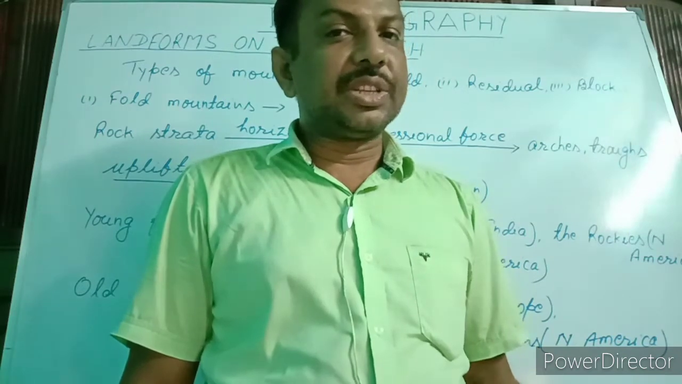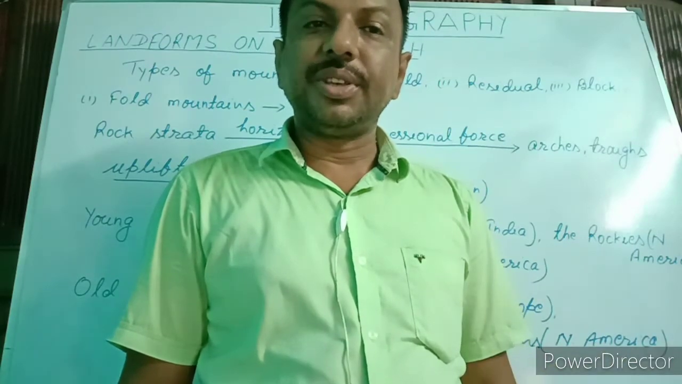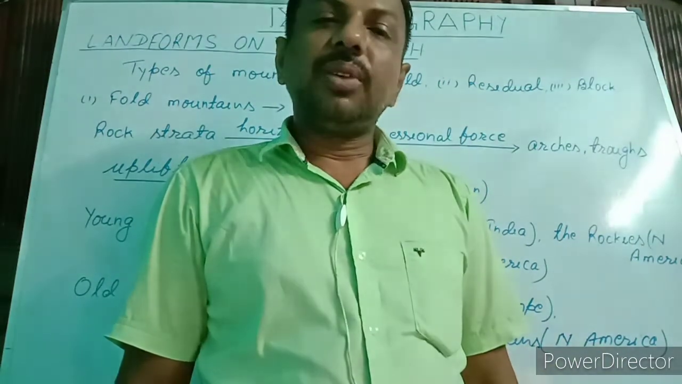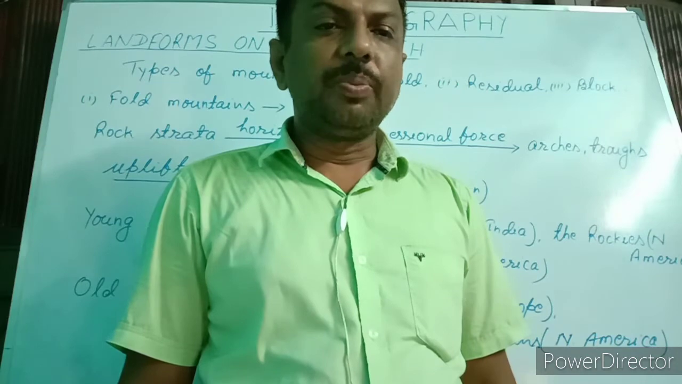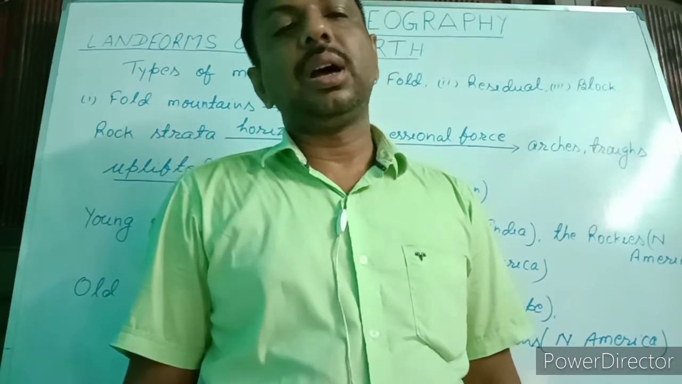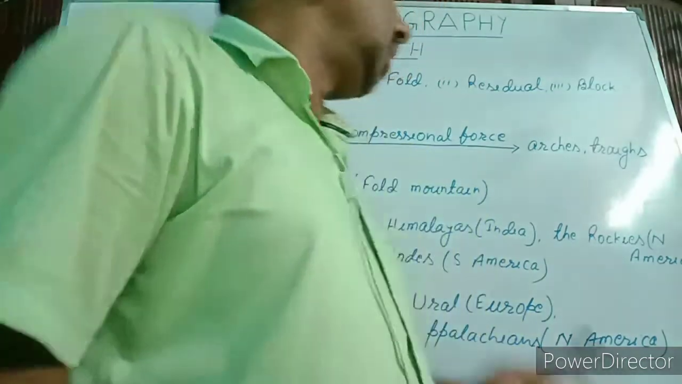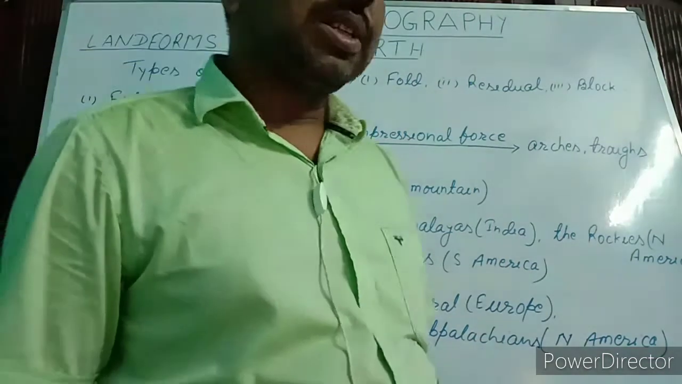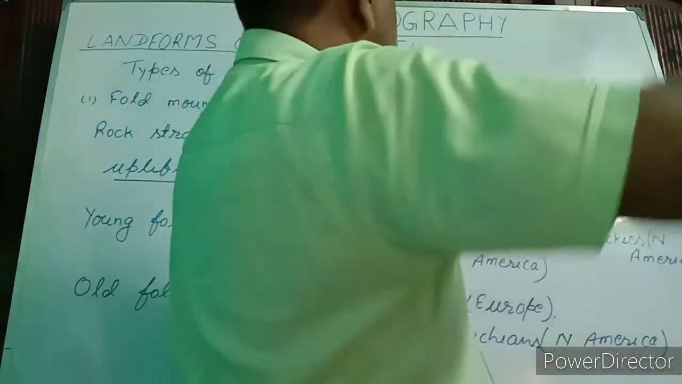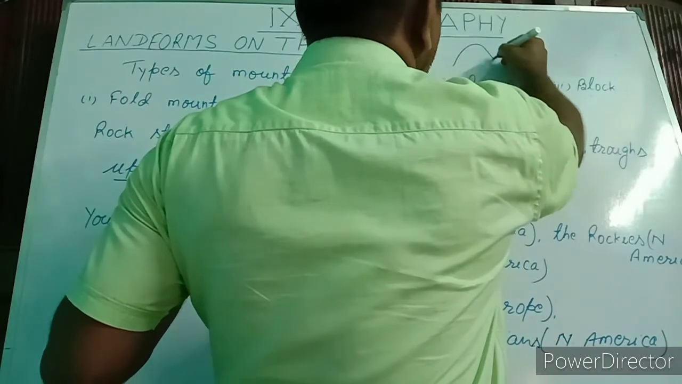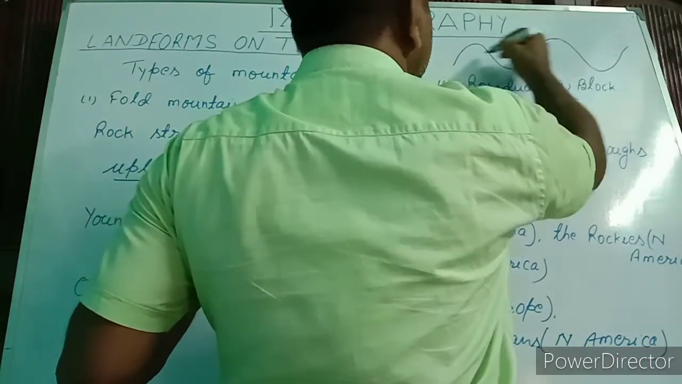Compressional force changes the shape and the size of the object. Here the shape and size of the balloon is changed. Similarly, a compressional force is applied on the earth crust by the moving rock plates inside the earth. So this horizontal compressional force is applied on rock strata. And what happens? Arches and troughs are formed. These are arches and troughs. This is arch, this is arch, and this is trough.